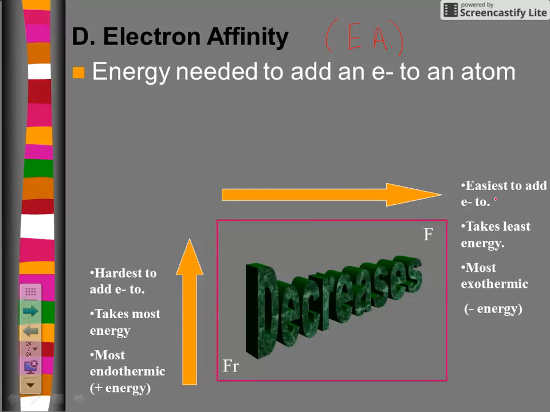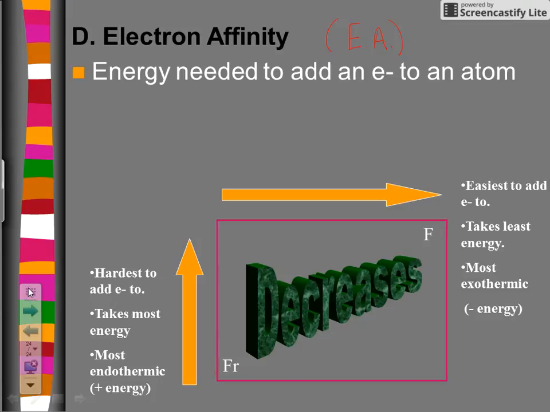Fluorine, on the other hand, is the easiest to add an electron to. It takes the least amount of energy. He would be very easy to add an electron to. It's the most exothermic energy value. Now, when you think about electron affinity or ionization energy with the noble gases, keep in mind they are the most difficult to add an electron to or to take one away from. So with the noble gases, they have very high electron affinities as well as ionization energies.